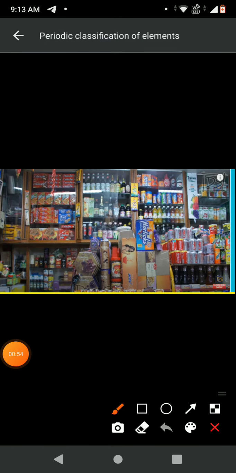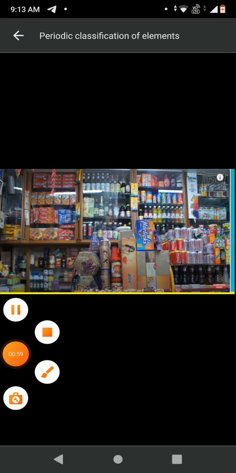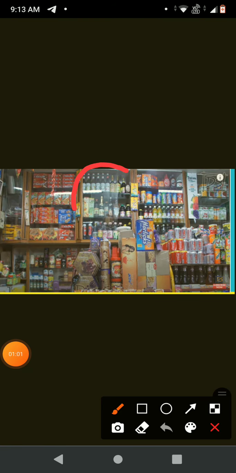Okay, here if you will see, there is a section of biscuits and cookies. There is a section of cold drinks, drinks and beverages. There is a section of fruit juices. There is a section of soft drinks. There is a section of chocolates. There is a section of pickles and jams.